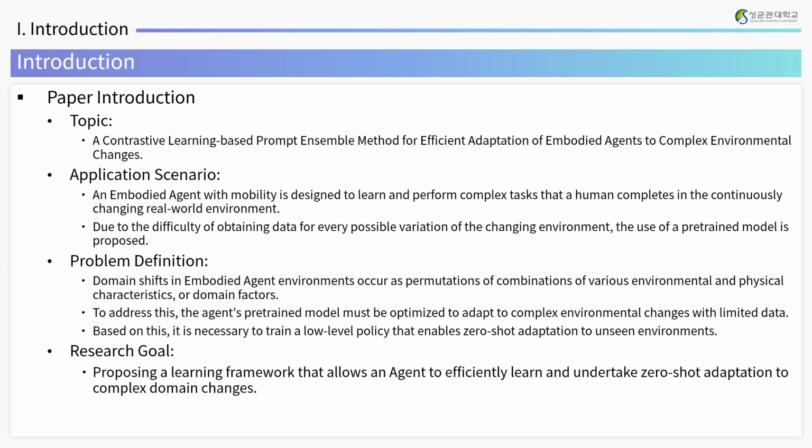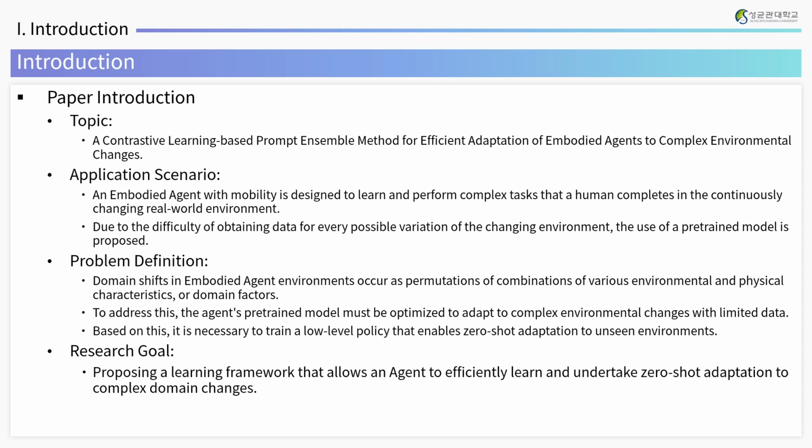Let's delve into the abstract of our research. Our paper explores a contrastive learning-based prompt ensemble method designed specifically for embodied agents. We are investigating a method that helps agents adapt to new and complex situations. These agents are trained to handle tasks in an ever-changing world, just like humans do.